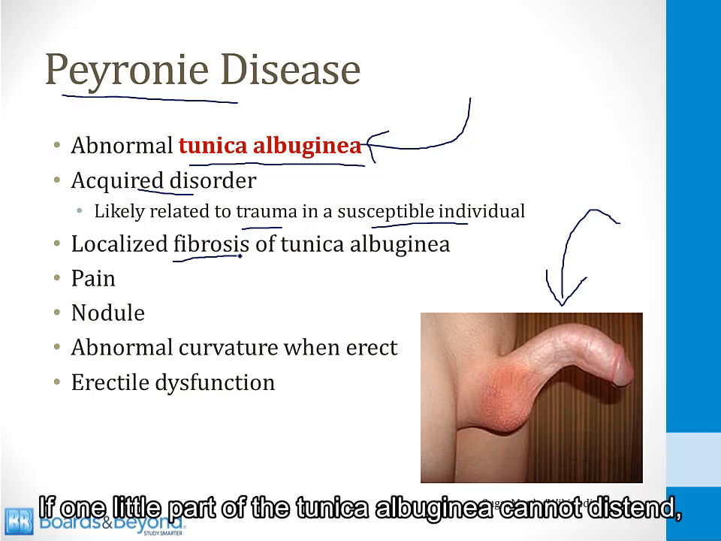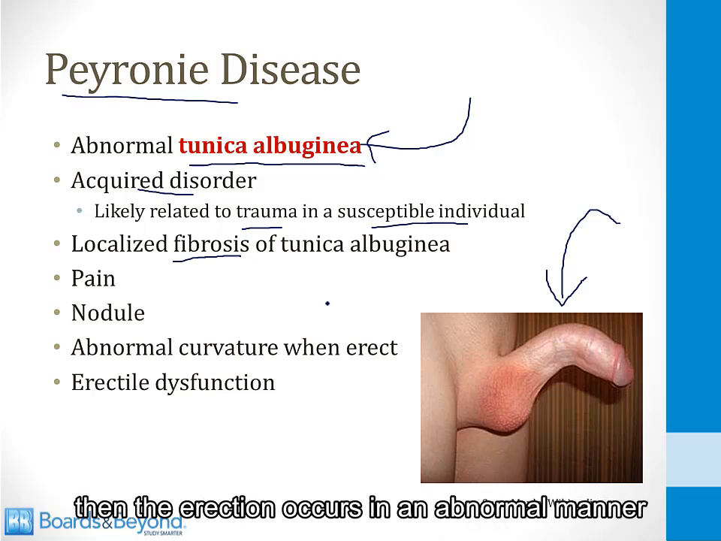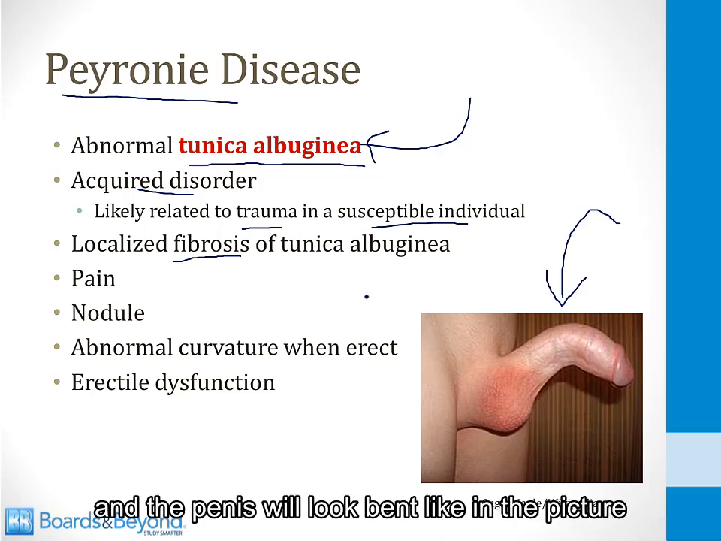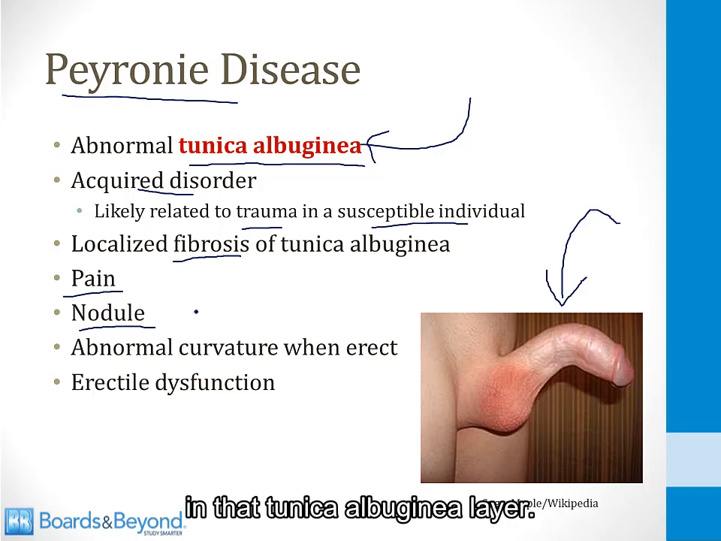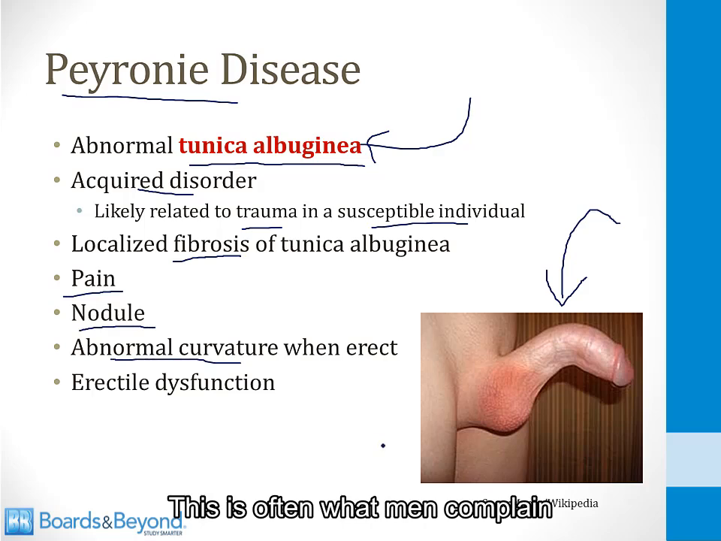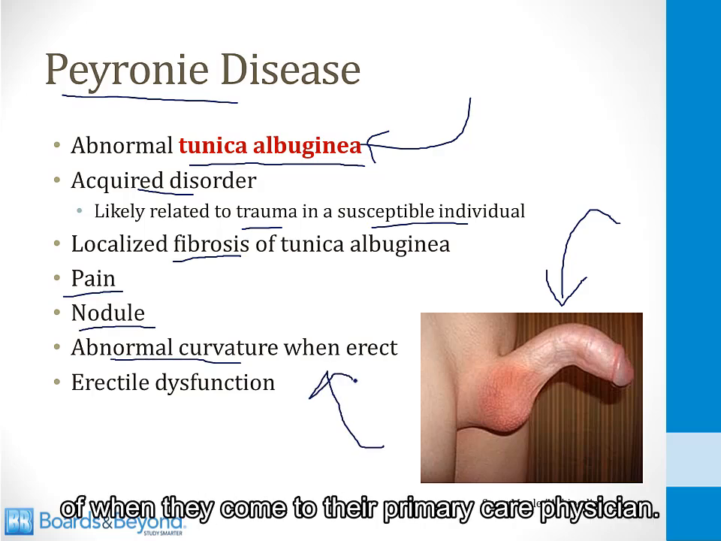If one little part of the tunica albuginea cannot distend, then the erection occurs in an abnormal manner and the penis will look bent like in the picture on the screen here. Sometimes this can cause pain. Men can sometimes feel a nodule in that tunica albuginea layer, and when the penis becomes erect, there will be an abnormal curvature. This is often what men complain of when they come to their primary care physician.